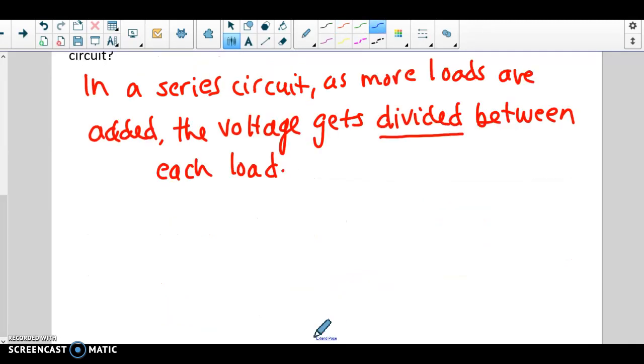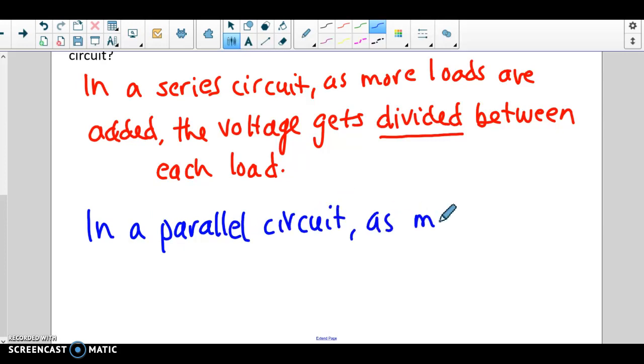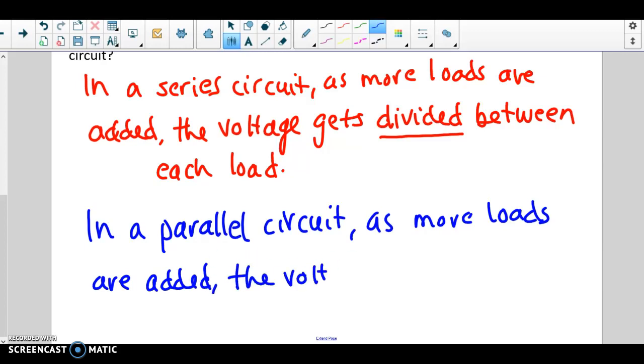Whereas in a parallel circuit, you saw that the brightness of each light bulb stayed the same regardless of the number of loads. That means that the voltage across each load stays the same as you add more loads in parallel. So in a parallel circuit, as more loads are added, the voltage stays the same.